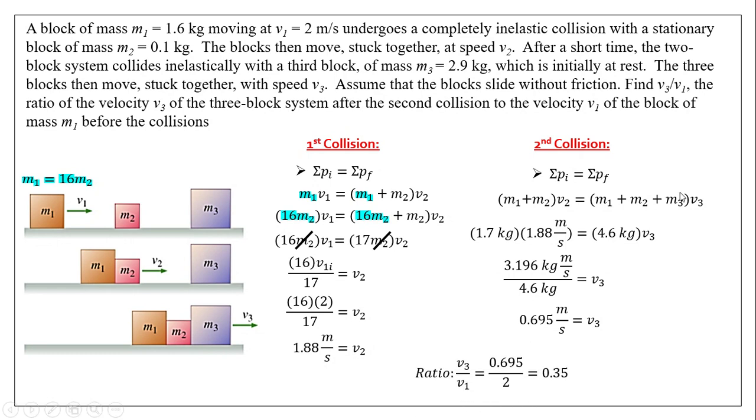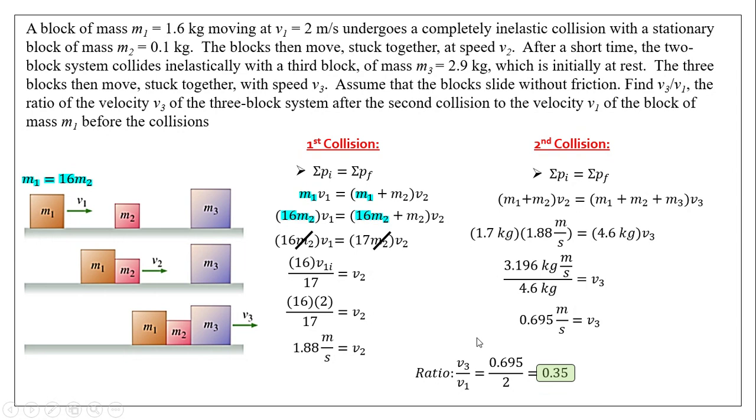And that is how fast all three blocks will move off to the right after they all get stuck together. But the question didn't ask us for V3. It asked us to find V3 over V1. Well, we just found V3 being 0.695. V1 is given to us as 2 in the statement, once again at the very first line in the wording. And 0.69 divided by 2 is 0.35. So that is how to break up two collisions for you, okay?